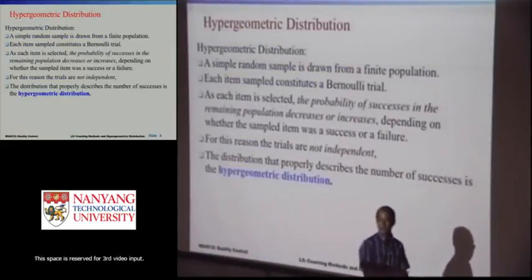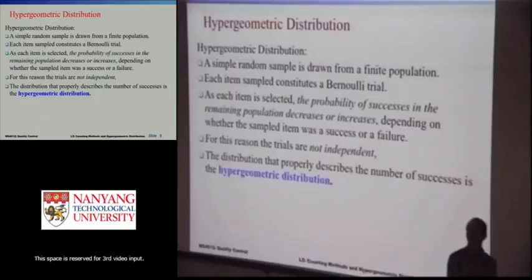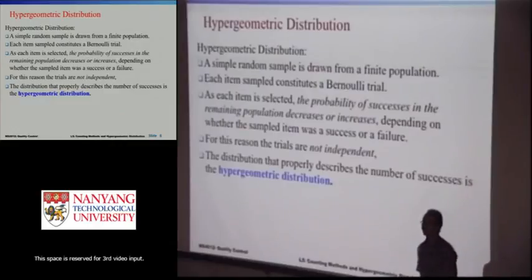So this is in lecture 5, hypergeometric distribution. Go to lecture 5.